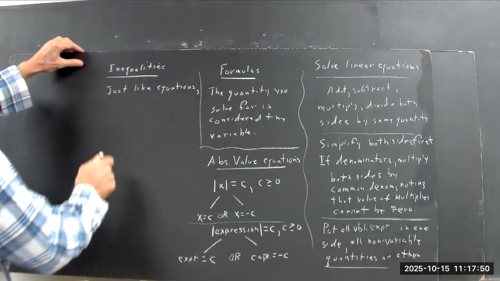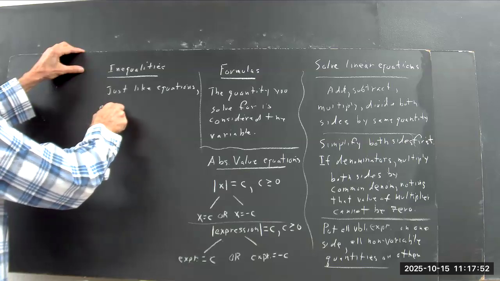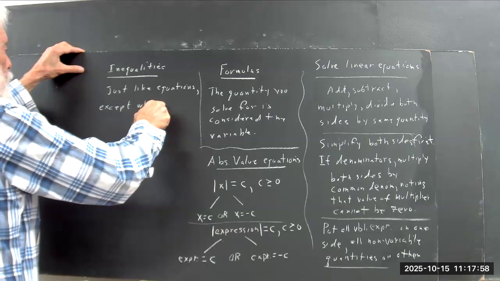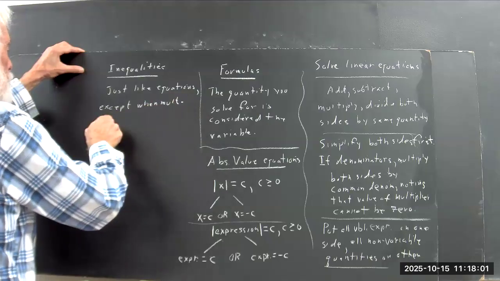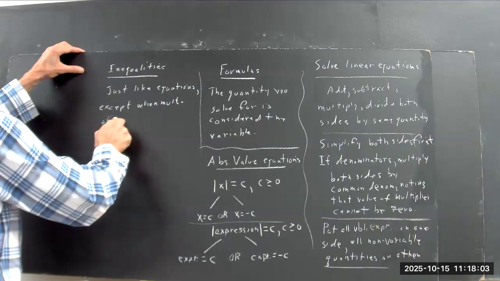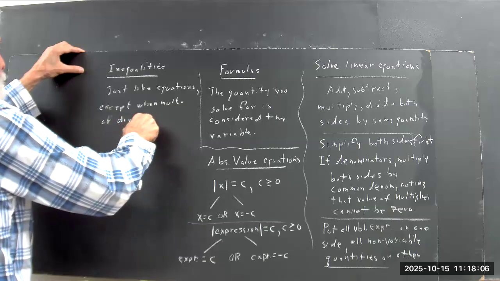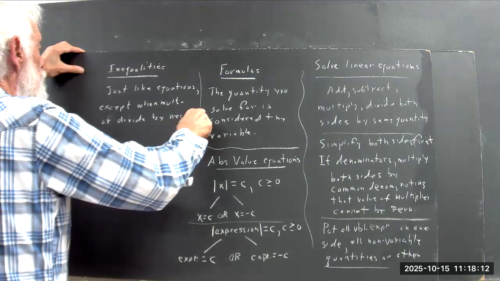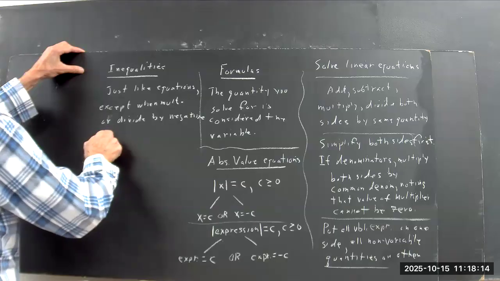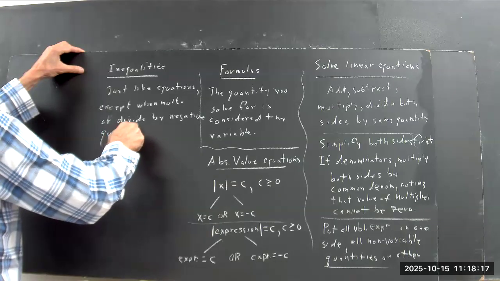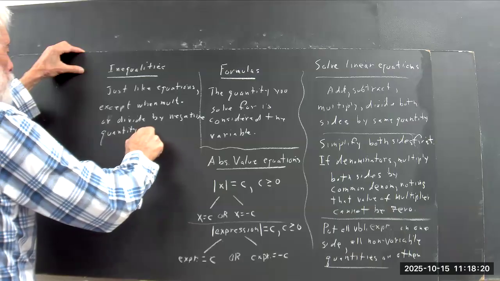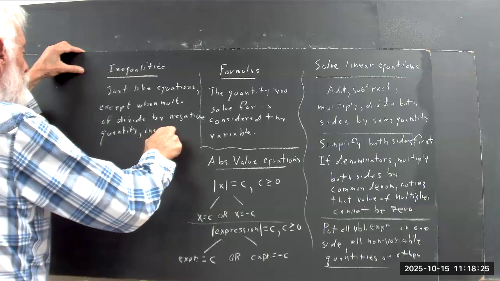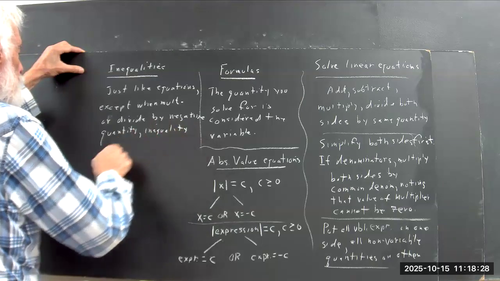They're just like equations, except when you multiply or divide by a negative quantity, the inequality reverses.